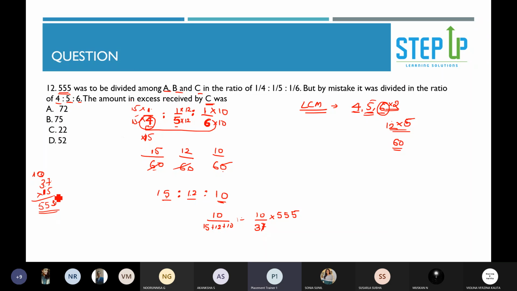37 into 15 will give you the answer. Yes, ma'am, 15. Right? So 37, 1, 37, 15. You were telling me 150. So he would have received 150.